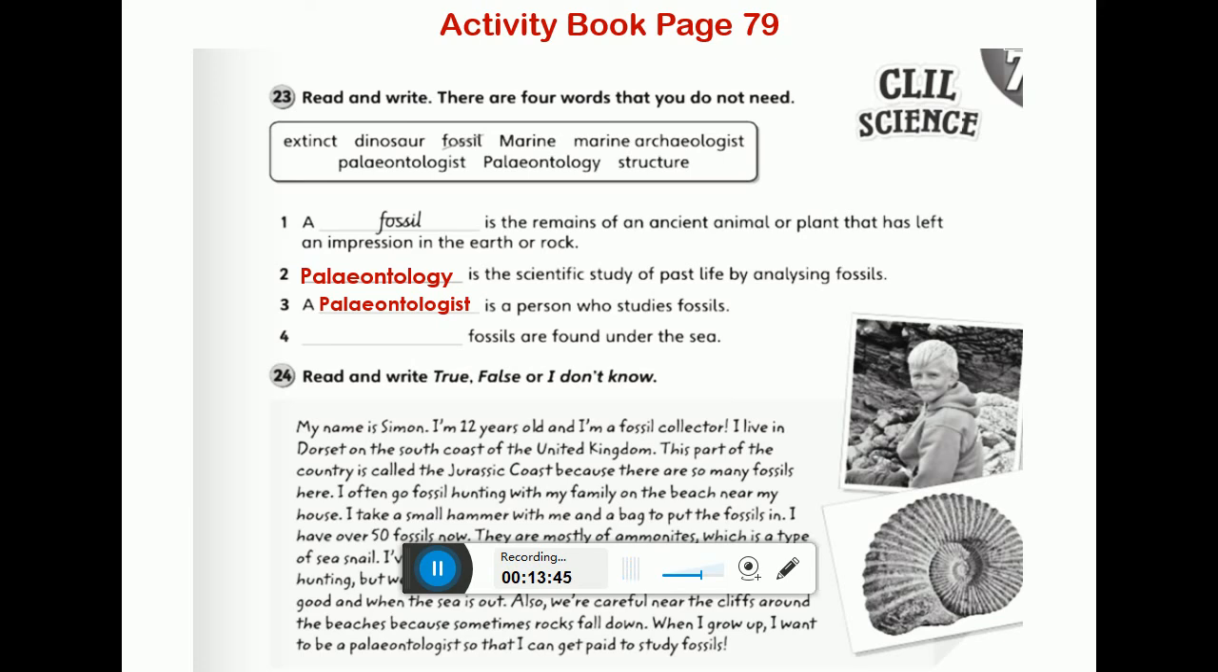Good. Good job. Fossils are found under the sea. What is the name of the fossil that are found under the sea? There is a terminology or a name for that. Excellent. It's marine fossil. We call them marine fossil. All right.